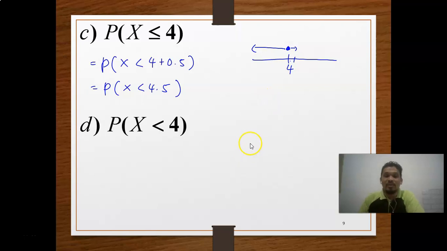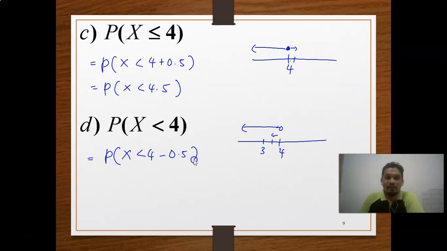Next, what about this one here now? The same direction to the left, just like this. The difference here is that it does not include 4, meaning 4 is not the starting point for this x less than 4. It begins with 3. The round figure for beginning here is 3. So since it is less than 4, we take a 0.5 step to the left, then we continue the journey to the left for x less than 4. So this time it is 4 minus 0.5, and it is x less than 3.5.